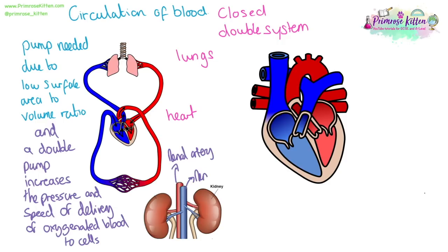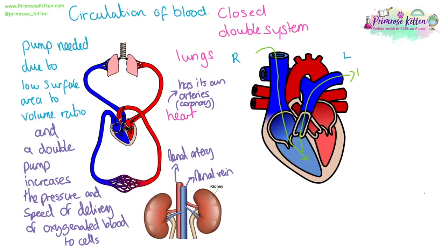As well as the blood vessels to and from the heart, you need to know that the renal artery and the renal vein are the main blood vessels that serve the kidney. And remember, the heart has its own coronary arteries that feed the heart muscle. Whenever you see a heart, right and left are on the correct opposite sides, just to remind you when you are labelling things. Blood will enter through the vena cava and exit to the lungs.